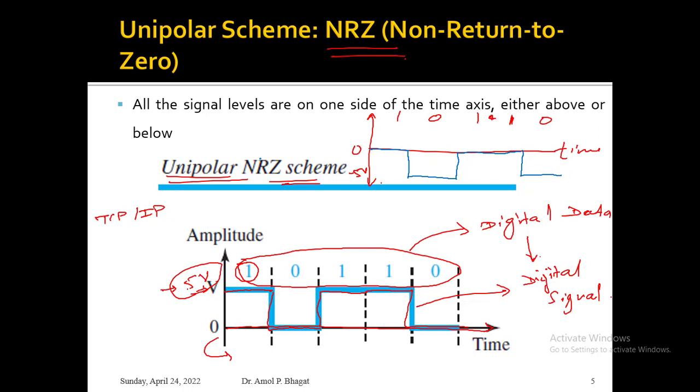And basically this scheme is called non-return to 0 as it is not crossing the time axis. The digital signal is not crossing the time axis. This digital signal will be below the time axis, or it can be above the time axis. So this is the unipolar NRZ scheme.